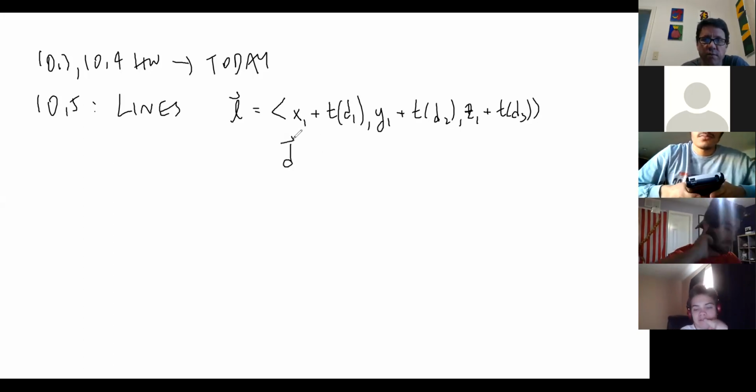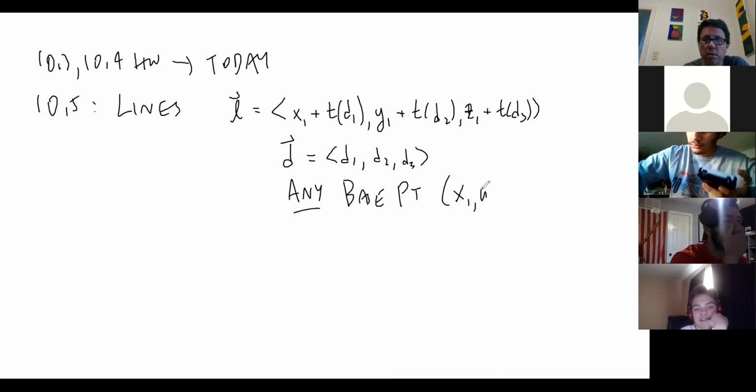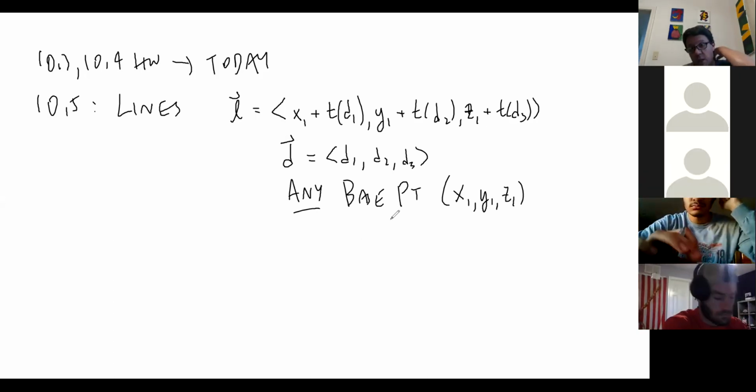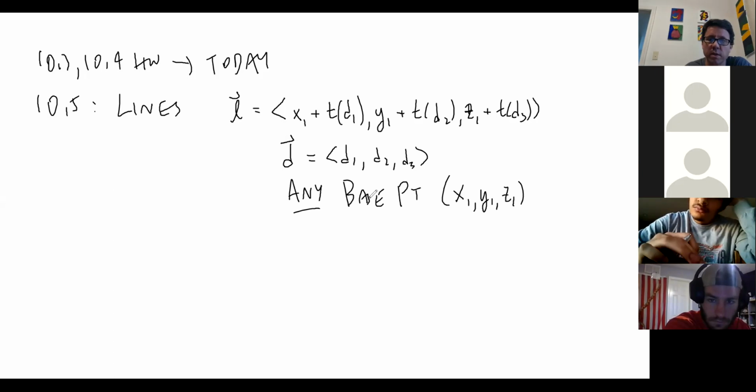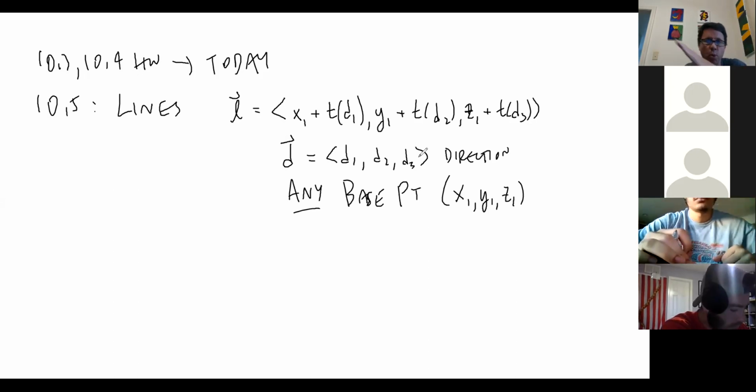So the direction vector is given as d1, d2, d3, and any base point on the line. Any point you want on the line can be put in for x1, y1, z1, so maybe pick an easy one to use. So you have your direction vector. You take every multiple of that direction vector, small, big, add it onto your base point in both directions, and that'll give you the entire line.